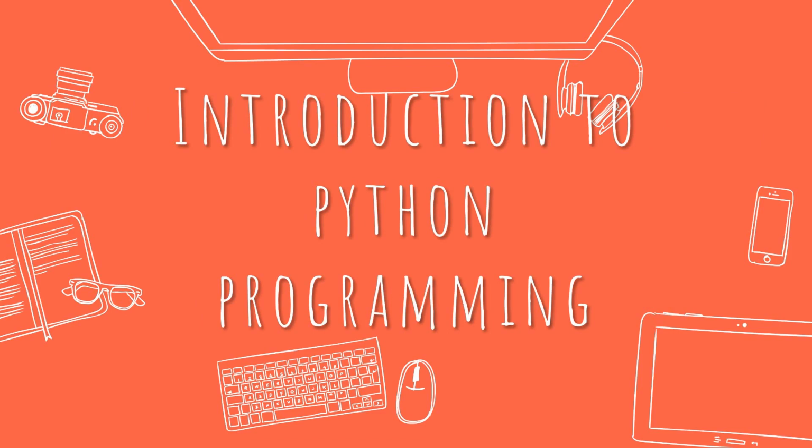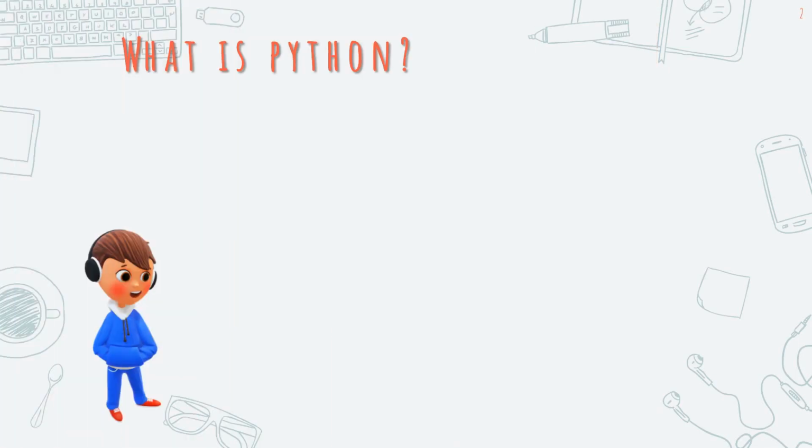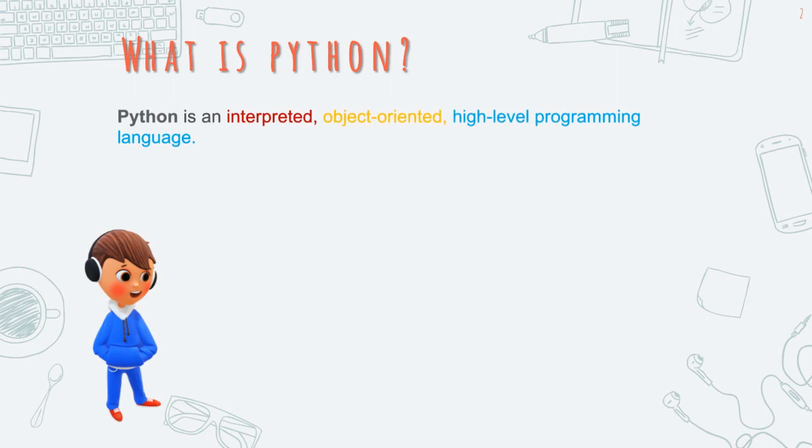So this is our Python course, and in the first video I will explain what is Python. So let's start with the topic. See, Python is an interpreted, object-oriented, high-level programming language. If you are confused with these terms, let me explain one by one.